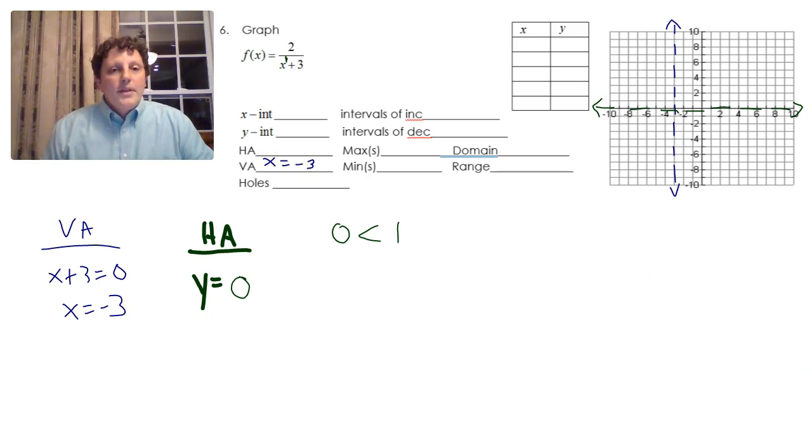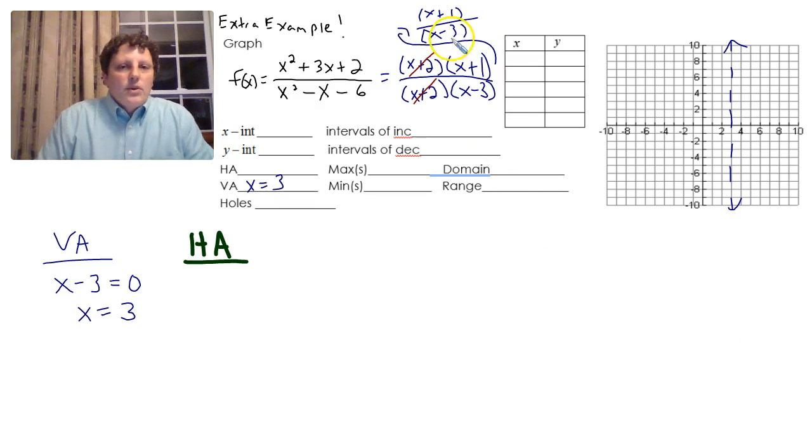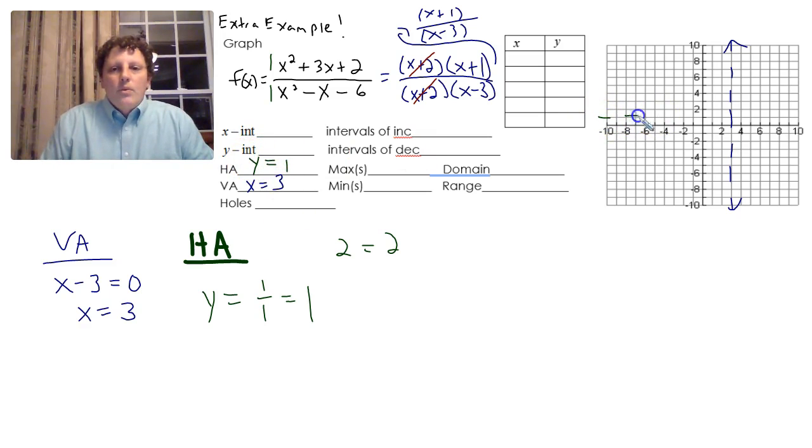And remember, in the last video, we had an extra example. We're still going to use this extra example. Here, the degree of 2 is equal to the degree of the denominator. So since they are equal, we use the leading coefficient. In this case, it's 1 divided by 1. So y equals 1 over 1, which is equal to 1. So the horizontal asymptote is going to go through y equals 1, and we'll add that up to the graph.